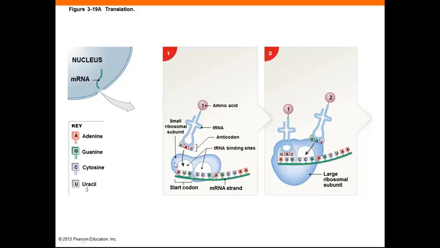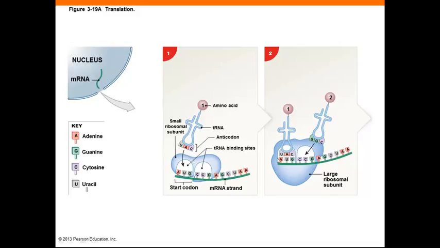Okay, so the complement of A is uracil. The complement of A here is another uracil, right? That's complementary base pairing. Guanine goes with cytosine. And so this is a tRNA that has an anticodon that is complementary to this start codon. So the tRNA binds, and this is your first amino acid.